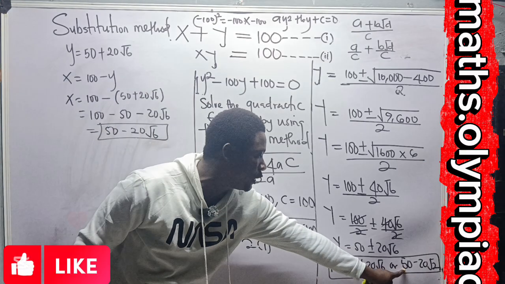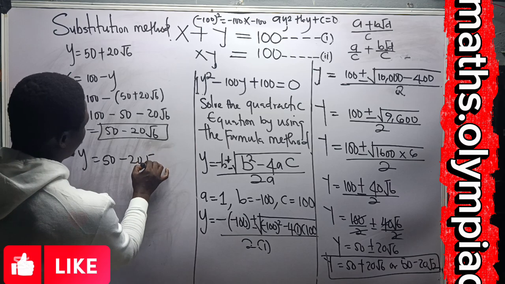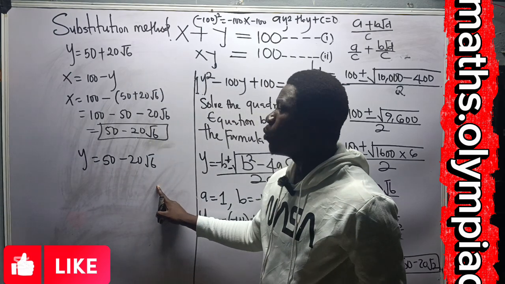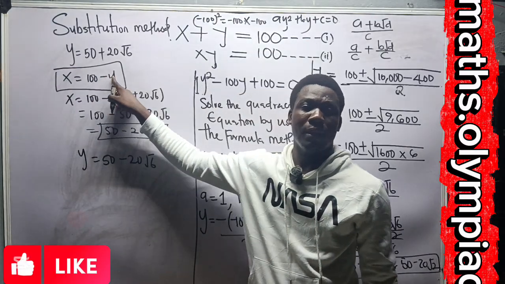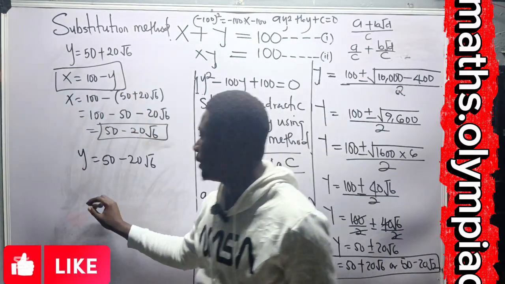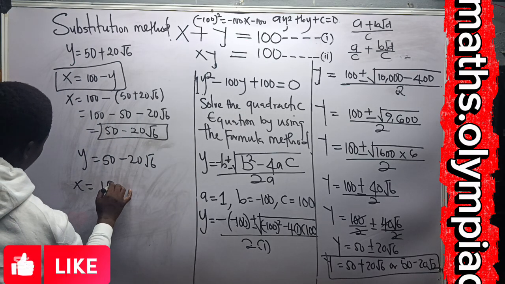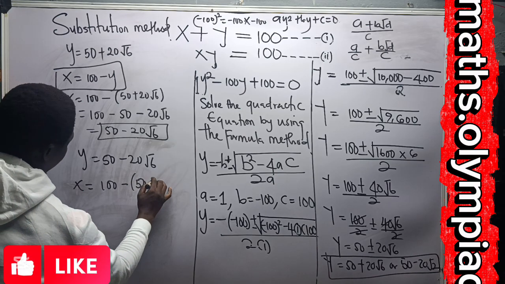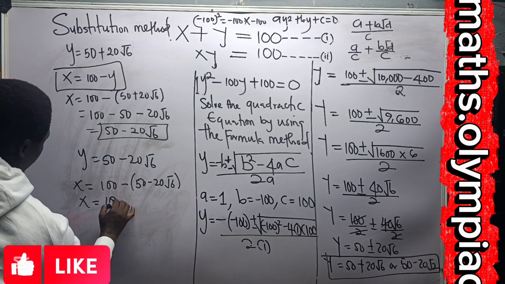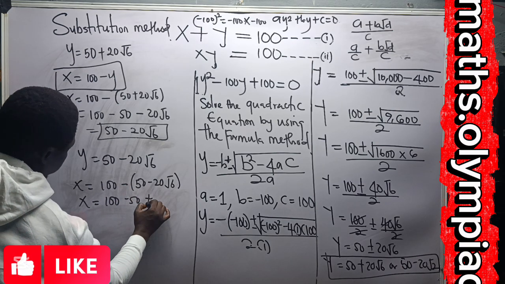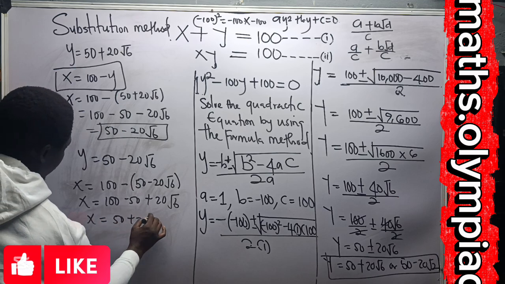Now, if your y is 50 minus 20 root 6 this time, we still substitute into this. Don't forget our x is 100 minus y. So we substitute this into this place so that x is 100 minus y, which is now 50 minus 20 root 6. So what would that give us, class? X will be 100, this will give you minus, and this will give you plus 20 root 6. So x will be what? 50 plus 20 root 6.